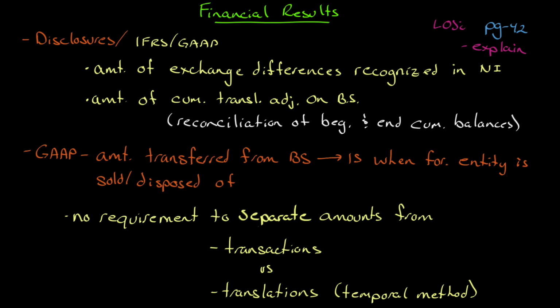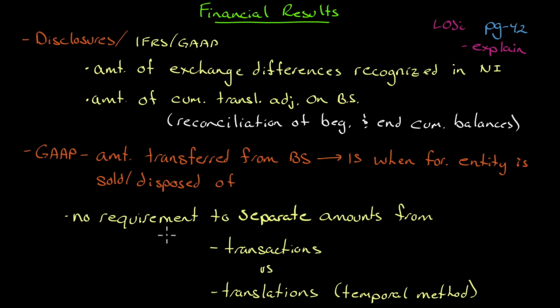look at some disclosures. IFRS and GAAP have to disclose two things. Number one, the amount of exchange differences recognized in net income, and the amount of cumulative translation adjustments on the balance sheet. So we know that the amounts recognized in net income come from the temporal method. The translation adjustment account in the equity section of the balance sheet comes from the current rate method. And if we're using the current rate method, a reconciliation of beginning and ending cumulative balances. For GAAP, the amount transferred from the balance sheet to the income statement when the foreign entity is sold or disposed of, that's got to be disclosed.